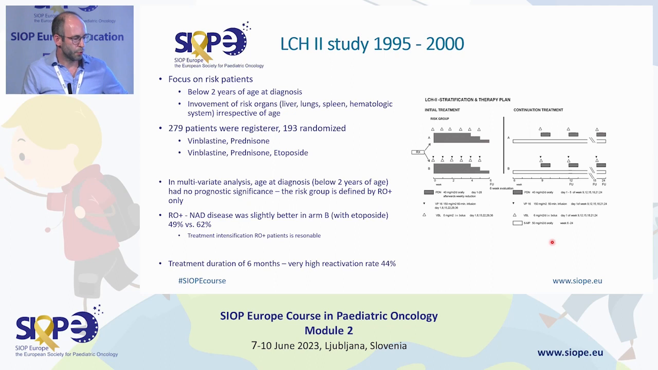The second study focused on high-risk patients. High-risk was defined by age less than 2 years at diagnosis, or involvement of risk organs. Again, a large number of patients were randomized to receive vinblastine and prednisone, or vinblastine, prednisone, and etoposide. The first big thing we learned is that age by itself is not a risk factor. It's only the presence of risk organs. That means that age below 2 years does not bring any prognostic information. Treatment duration was pretty short, only 6 months, and there was a very high reactivation rate in this study.